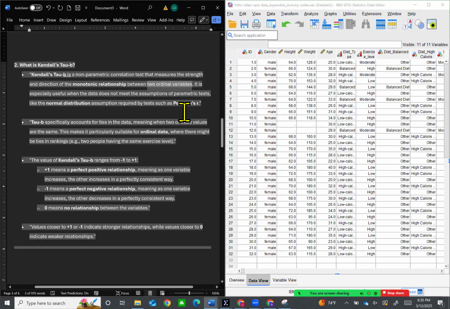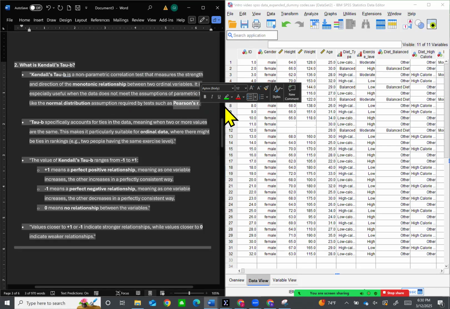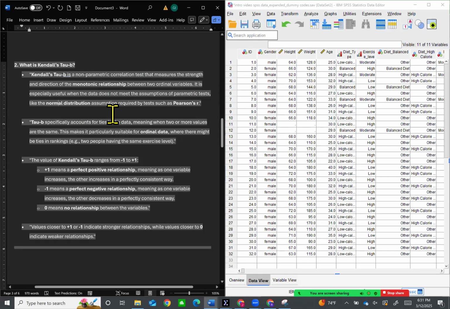You would use Pearson's r, a correlational test, for normally distributed data, or data that meets those assumptions that are required by these parametric tests. But tau-b doesn't necessarily have to assume normal data or data that is distributed normally, making it a non-parametric test. Specifically, again, this is good for when there are ties in the data, so two or more values are the same.